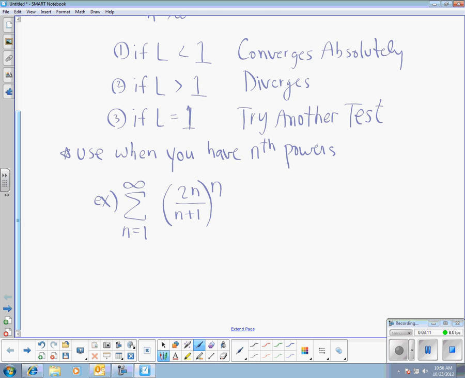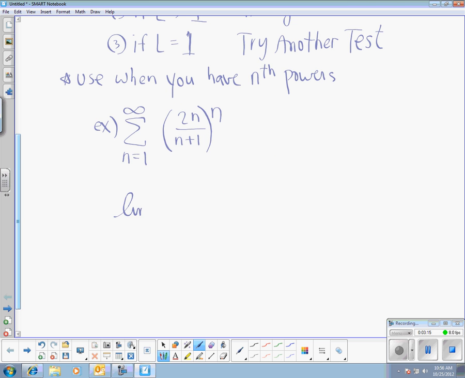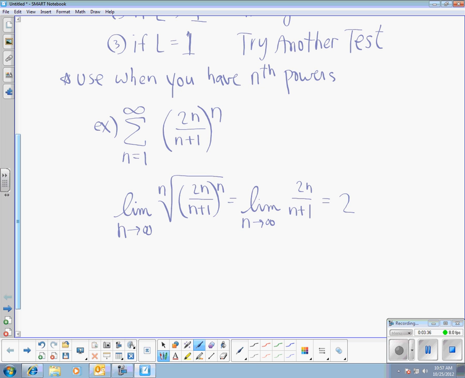Anyway, back to the root test. Basically, I just need to take the limit as n gets big of the nth root of my formula. And since my formula is to the nth power, I end up just taking the limit as n gets big of 2n over n plus 1, which is 2. And since 2 is greater than 1, this diverges. Easy test.